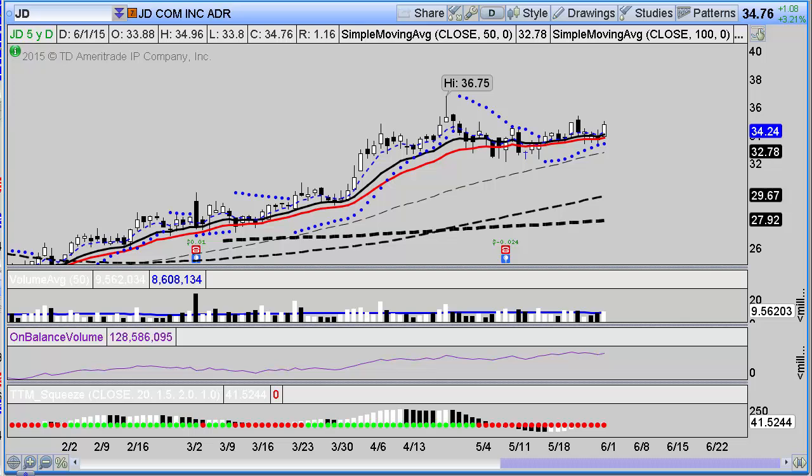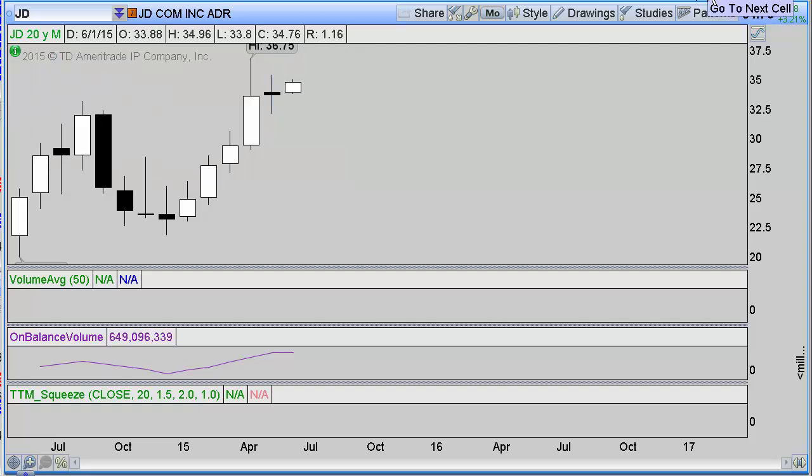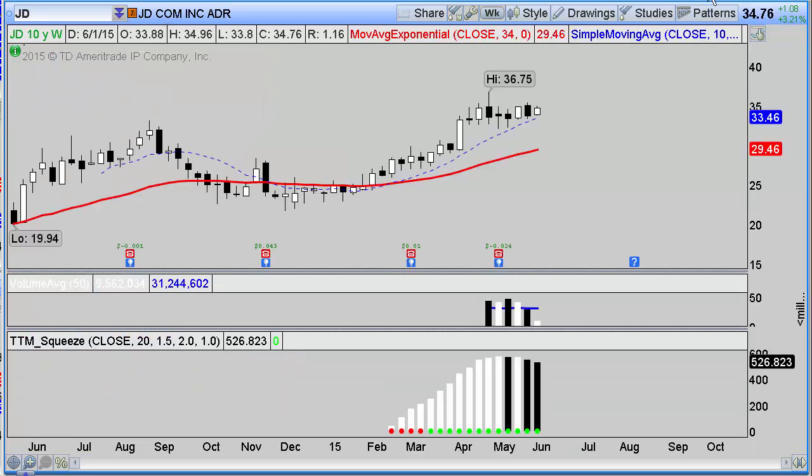Well, a clean setup to me always means that I want to start at least with the weekly chart. Sometimes I'll use the monthly, but in this case JD has not been IPO'd for very long, so the monthly chart doesn't give me very much useful information.